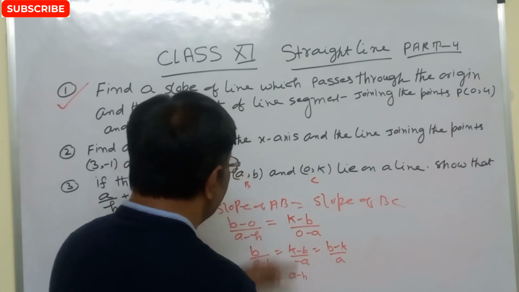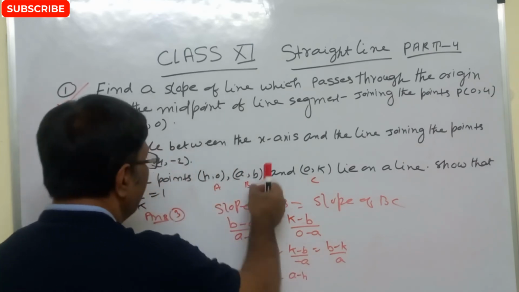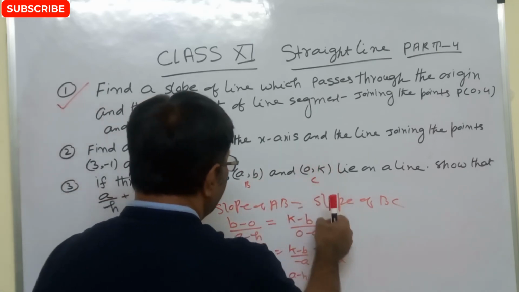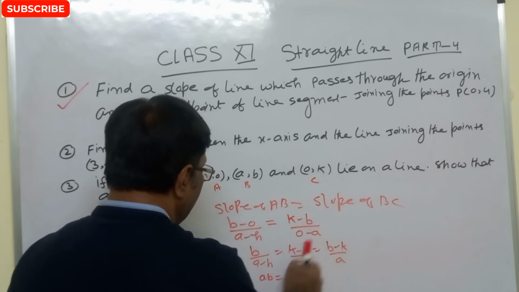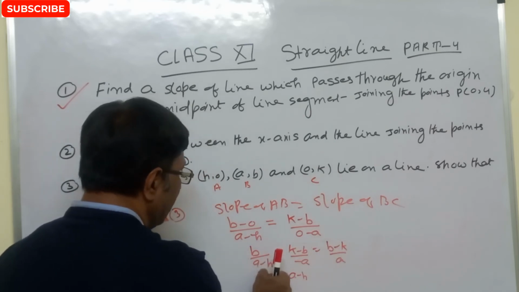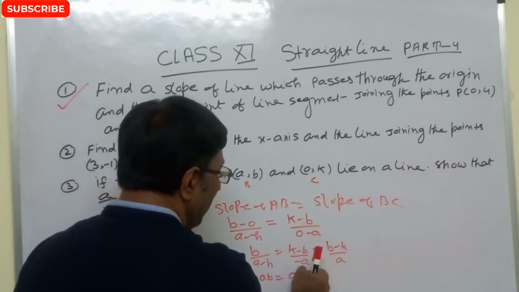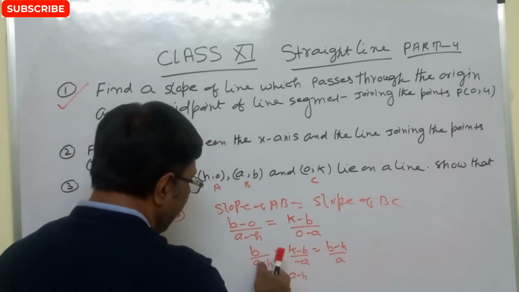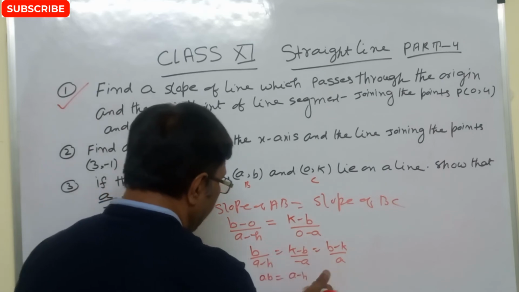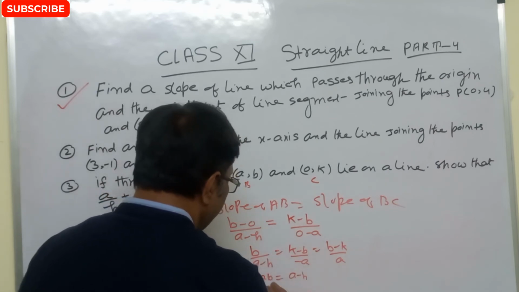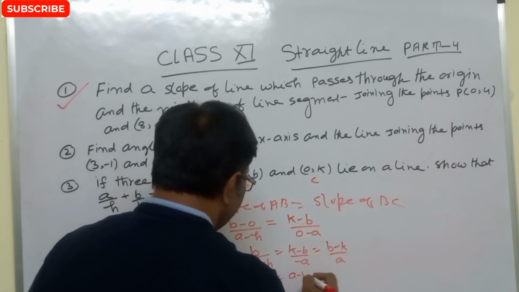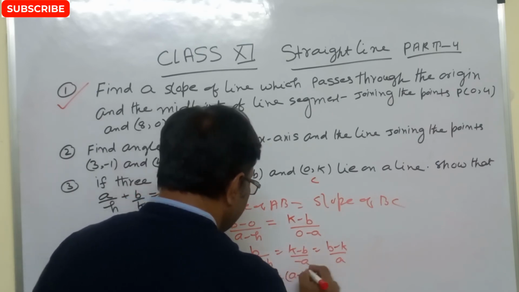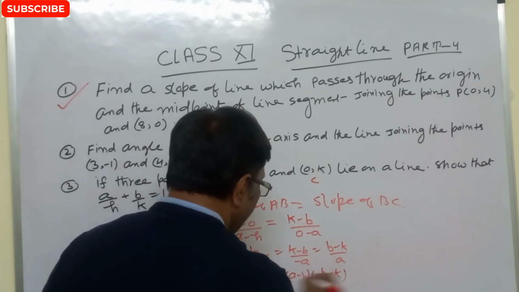Okay. So A, B, C lie on a line. So this is b minus 0 upon a minus h, here k minus b and here 0 minus a. So this is b upon a minus h and this is k minus b upon minus a, so b minus k by a. Now you see this is ab. Now ab equal to what? This is a minus h into b minus k.